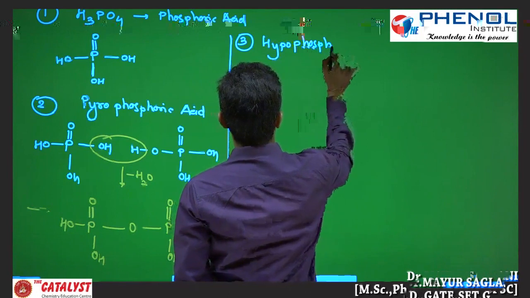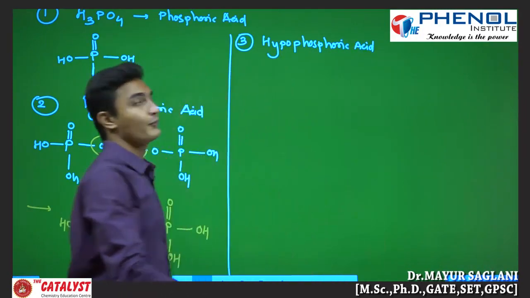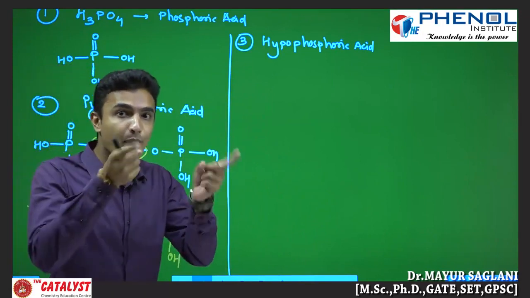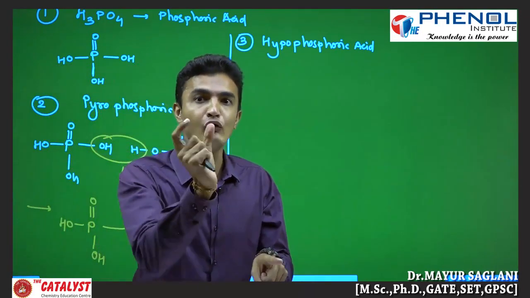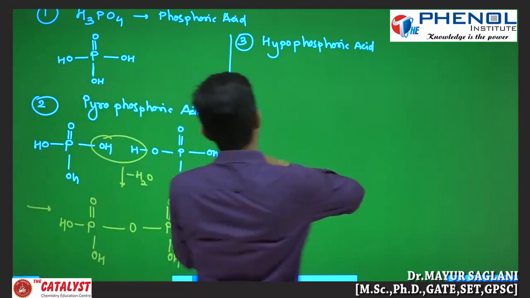Hypophosphoric acid. Okay, what is the hypophosphoric acid? You take pyrophosphoric acid and remove the middle oxygen, the oxygen which is in between the 2 phosphorus. You remove that oxygen and write the structure as it is.